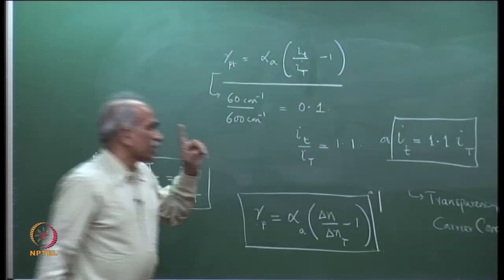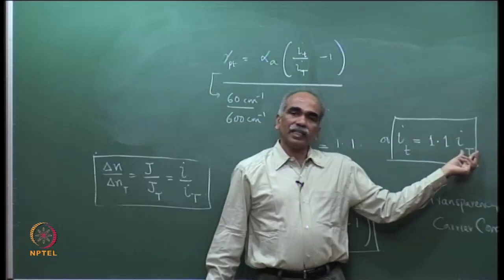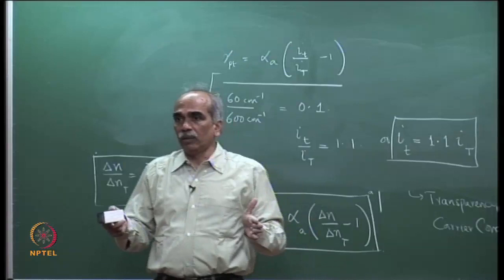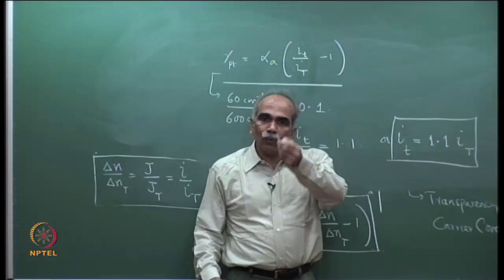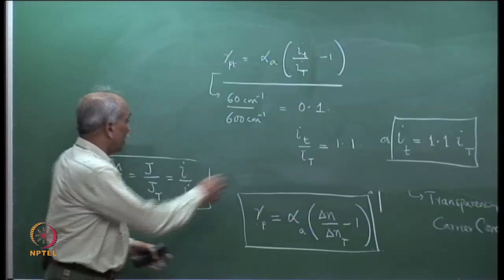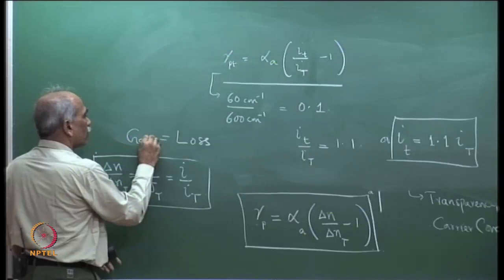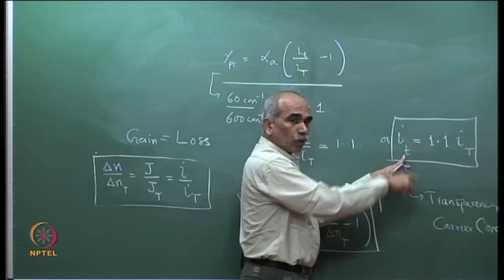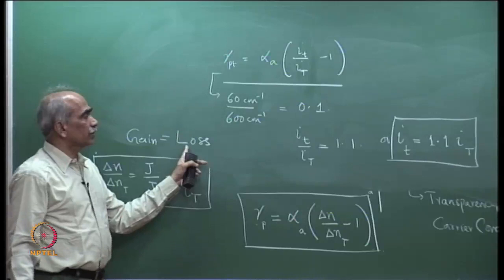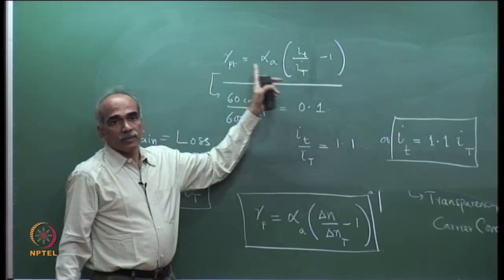So if you reach transparency current, another 10% ahead if you go, then you will reach the threshold current. Please see transparency current, see the clear distinction between the two. Transparency current is the current when the medium is no more absorbing. Any current beyond that, even 1.001 times IT, you will have gain. But the laser says there is a minimum gain required to compensate for loss. And the threshold current corresponds to that minimum gain when you have gain equal to loss. So gamma pt equal to loss. Is this clear? And therefore, the threshold current is always more than transparency current.